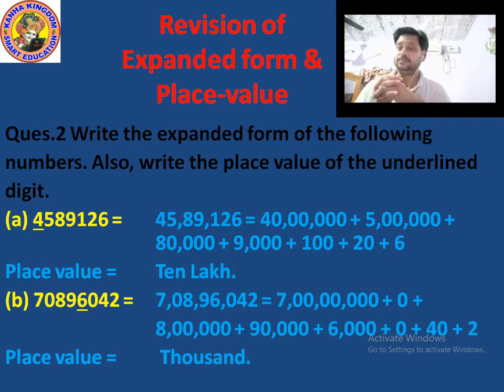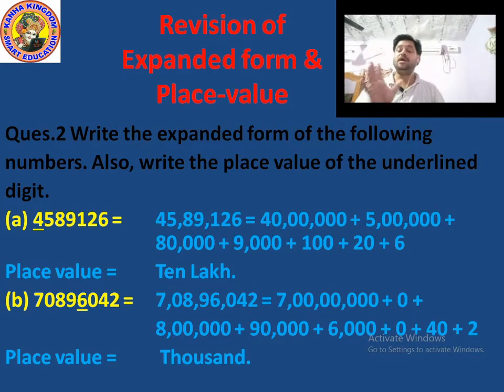Now the thousands period starts. Okay, so which digit is in the thousands place? 9. Which digit is in the ten thousands place? 8. Now the thousands period is also complete. Move to the lakhs period. Which digit is in the lakhs place? 5. And which digit is in the ten lakhs place? 4. Okay, now clear. If we count from the left hand side, it means 45 comma 89 comma 126. Clear? Simple. So here you insert the comma in a proper way.